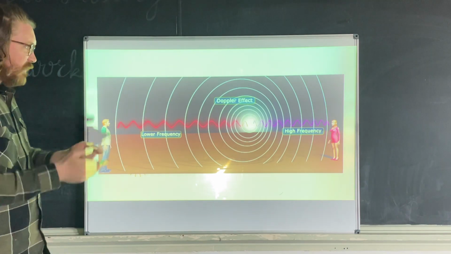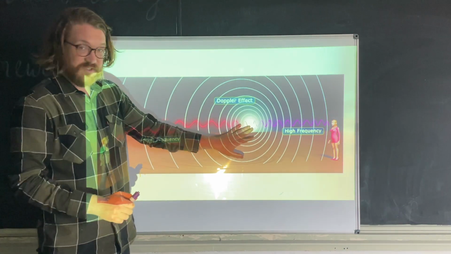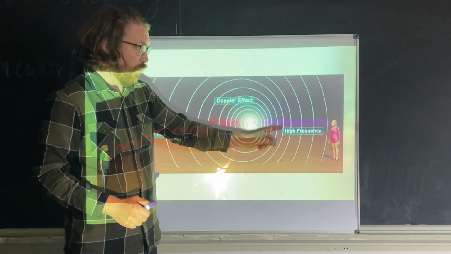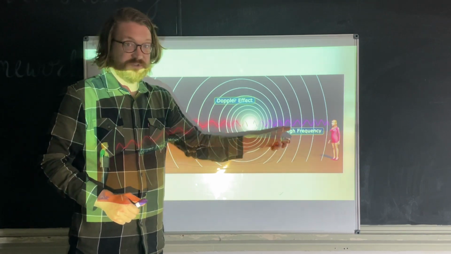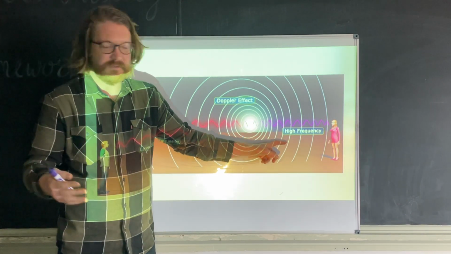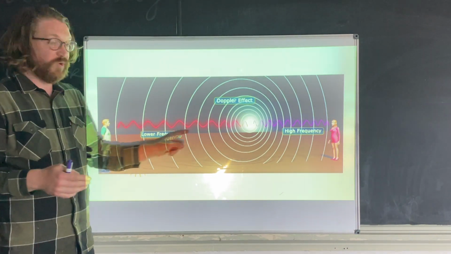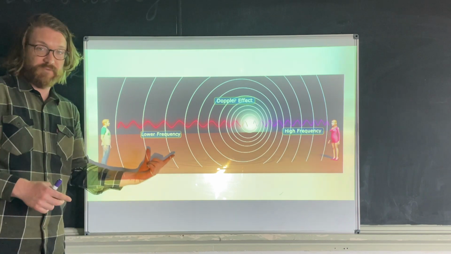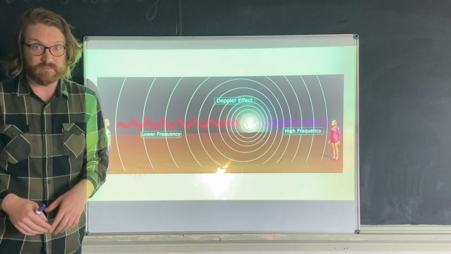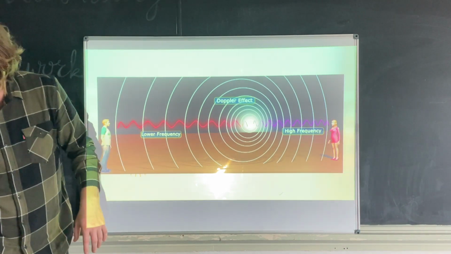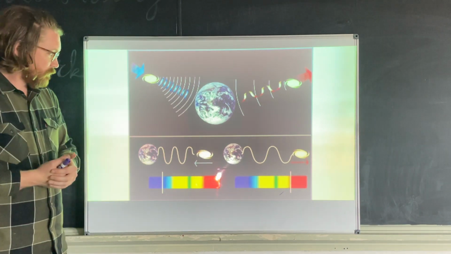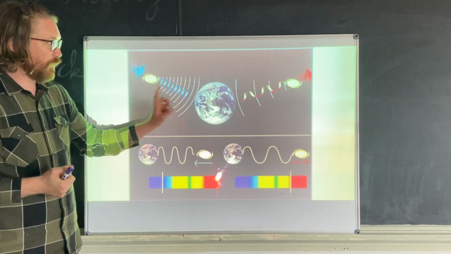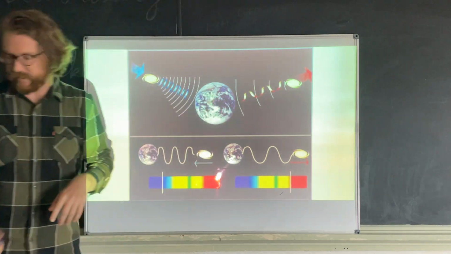So again, same thing here. If this is the sun and it's moving to the right, the person that it's moving towards will see a high frequency and we'll see bluer or more violet light. And the person that it's moving away from will see longer wavelengths or lower frequencies, and we'll see red light. Okay, pretty cool. Again, same thing here. If it's moving towards, it looks blue. If it's moving away, it looks red.